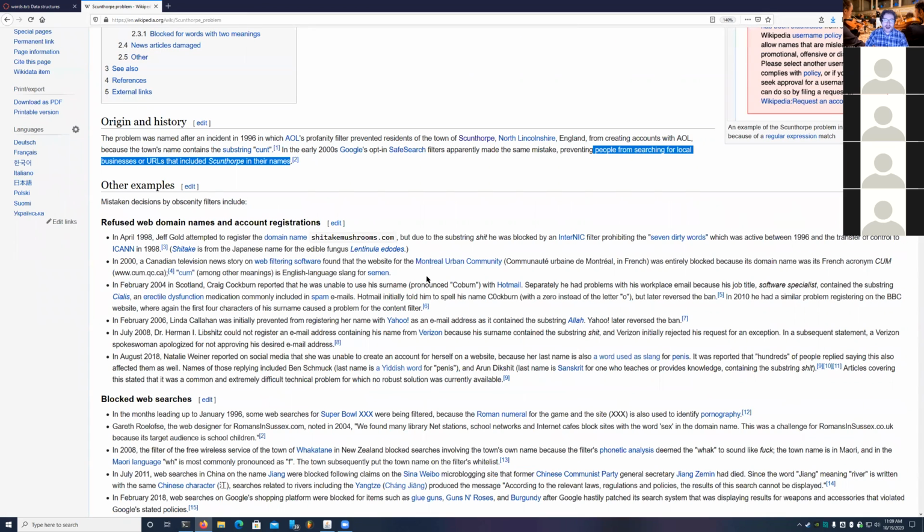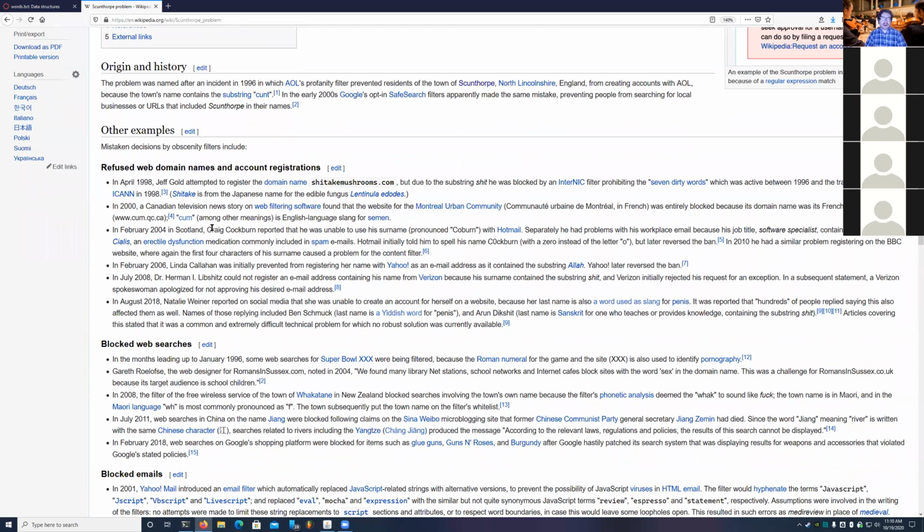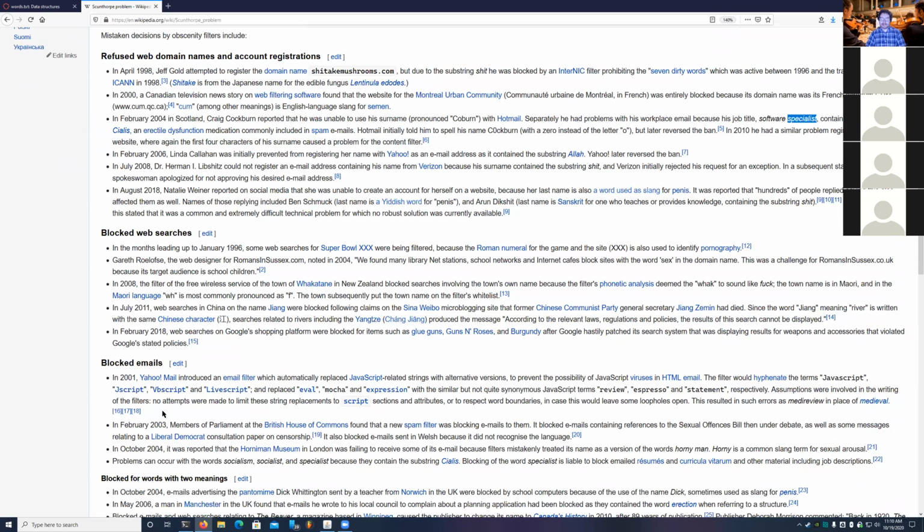Here, the Montreal Urban Community, by its acronym in French, got blocked. Craig Cockburn was unable to use his surname with Hotmail. He also had problems because his job title, software specialist, had the substring Cialis, which is often used in spam emails. Other people, like Lipschitz and Wiener, have names that can get blocked like that.